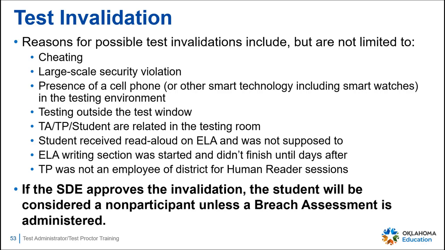Test invalidation. Reasons for possible test invalidations include, but are not limited to, cheating, large-scale security violation, presence of a cell phone or other smart technology, including smartwatches, in the testing environment, testing outside the test window, TA, TP, or student are related in the testing room, student received read aloud on ELA and was not supposed to, ELA writing section was started and didn't finish until days after, TP was not an employee of the district for human reader sessions. If the SDE approves the invalidation, the student will be considered a non-participant unless a breach assessment is administered.